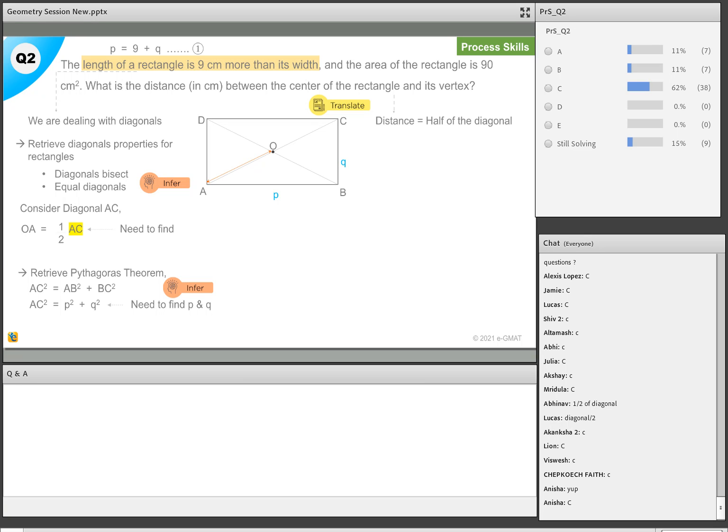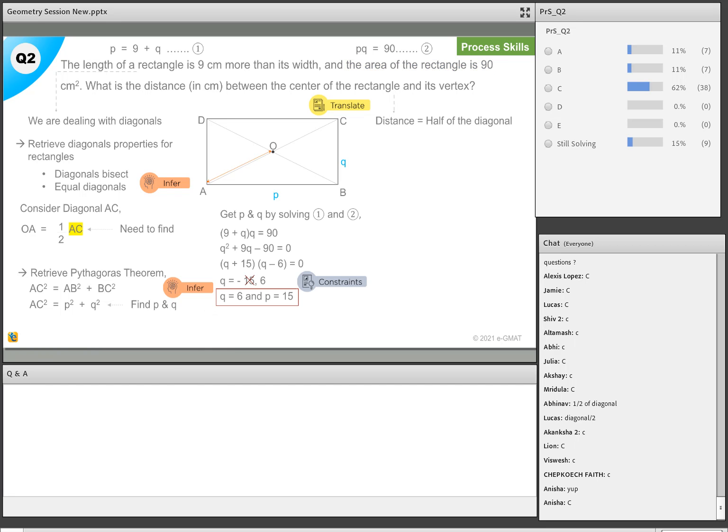Now, in this question, it's given the length of the rectangle is 9 centimeter more than its width. So that tells me that P would be equal to Q plus 9. It also tells me that the area of the rectangle is 90 centimeters square. So that would be PQ, the product of length and width, and that's equal to 90. Now, if I combine both this information, I'll replace P with the value of 9 plus Q, which is essentially the value of P. So 9 plus Q times Q would be equal to 90.